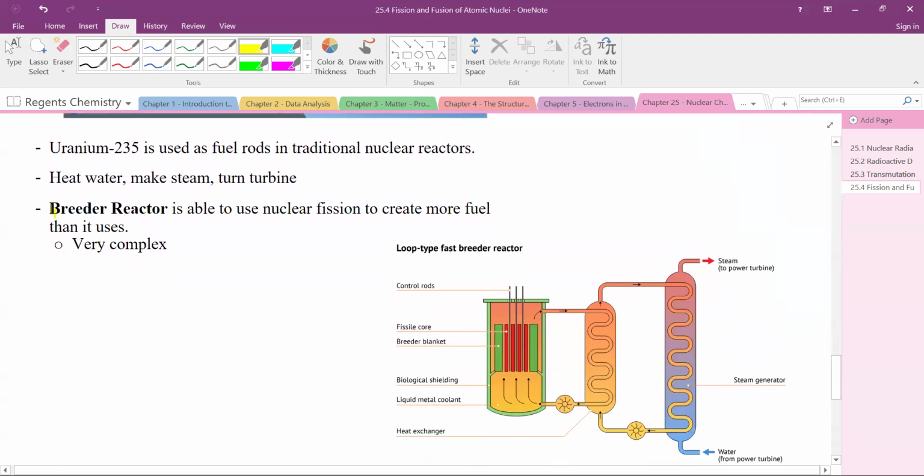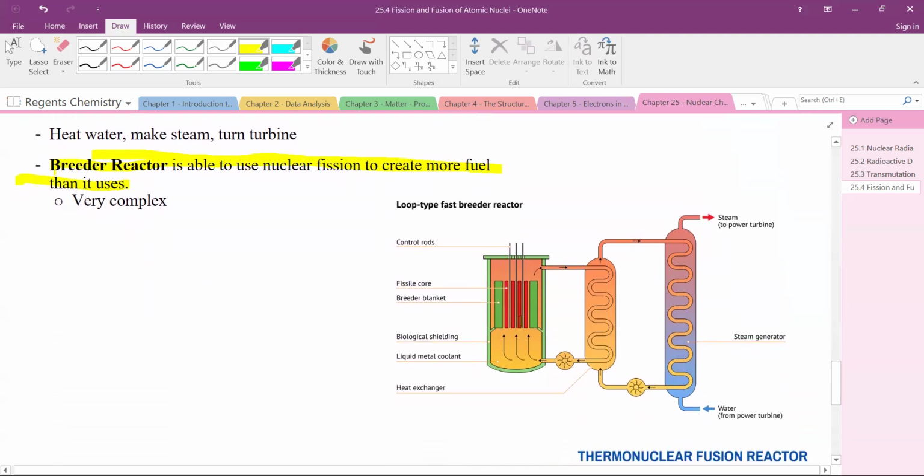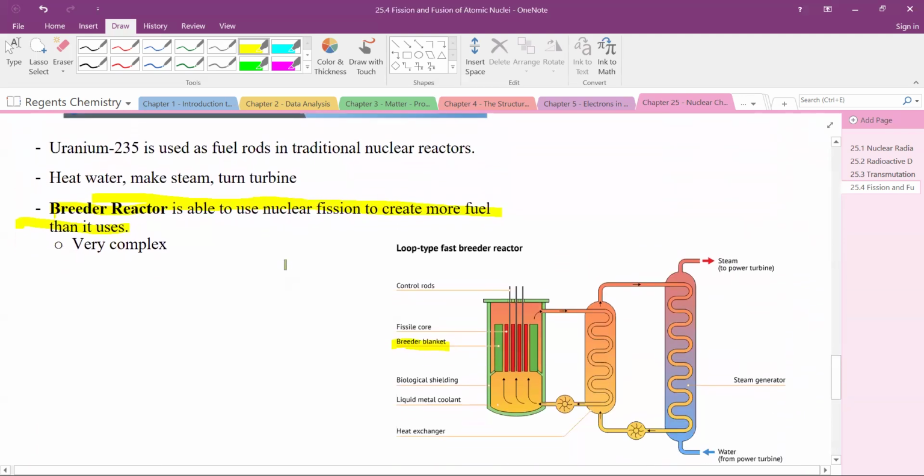Now, there is a cool type of reactor called a breeder reactor, which is able to use nuclear fission to create more fuel than it uses. It has a very complex setup, but the basic idea is almost the same, where I have my cooling, my steam generator, I have my heat exchanger here in the middle, and then I have my fissile core. And the real difference is this breeder blanket, which is a type of material that's being enriched by the fission going on. Okay. Again, these are pretty complex, so they would take a little bit more explaining to get into, but they do exist. And that's how we're able to continuously have more nuclear fuel, even though uranium is not very common on Earth's surface.